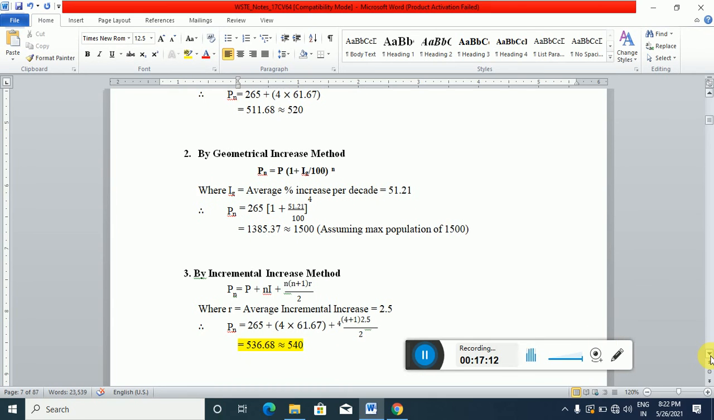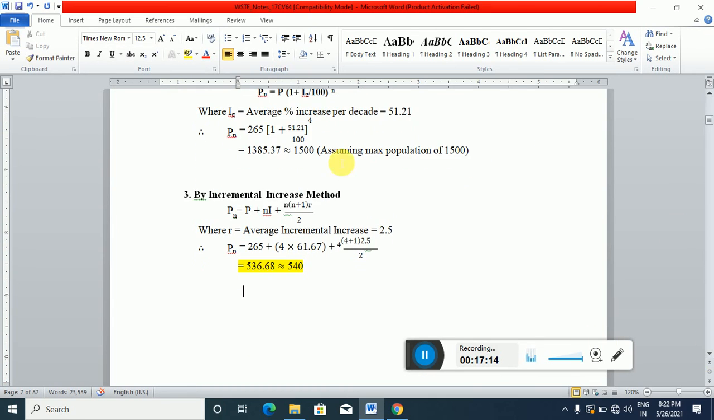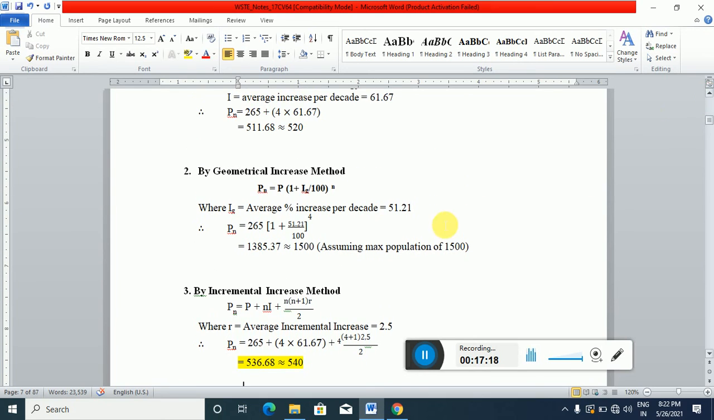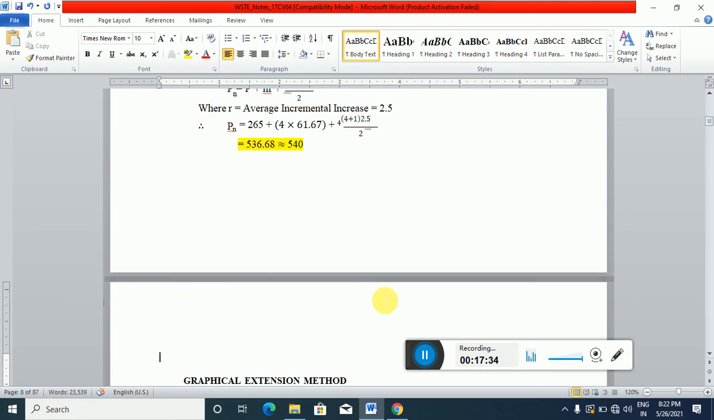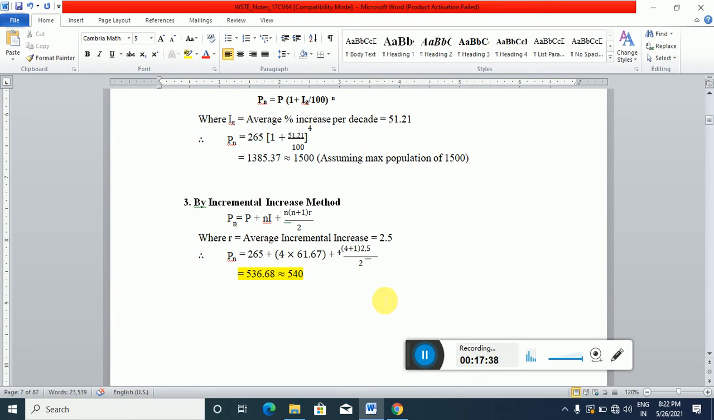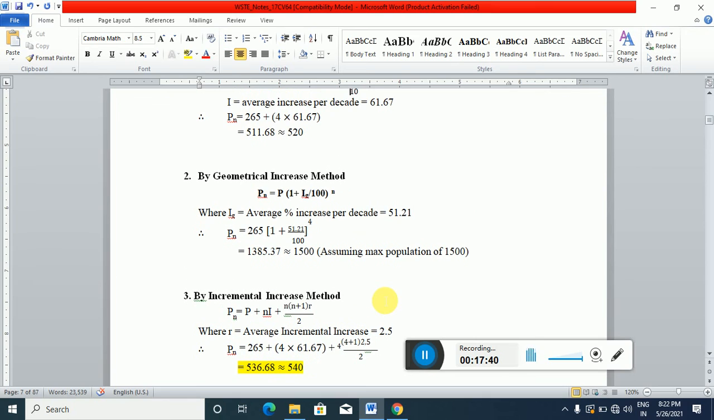Okay, so you can see the maximum value which we have obtained by using all the three methods is 1500. Since the geometrical increase is considered, the value will be relatively higher in the geometrical increase method. So this is how we can forecast the population by using the arithmetic increase method, geometrical increase method and incremental increase method.